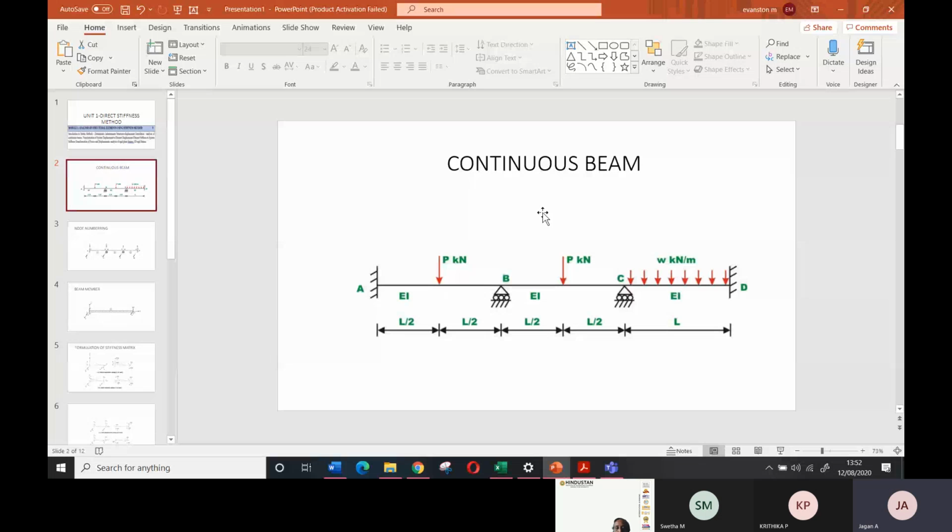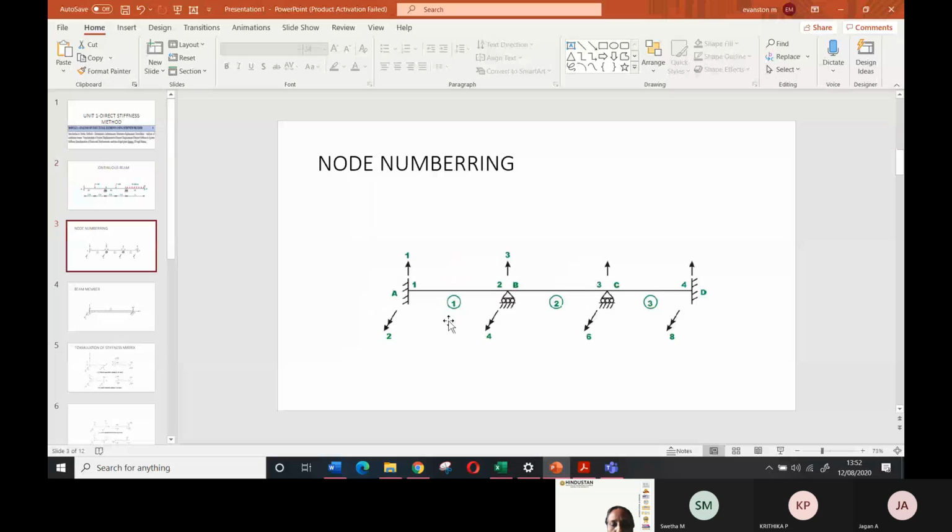Finished, ma'am. Okay, so this is the beam. This is an example. After taking any structure, you have to number it. Whatever I have circled shows how many elements are there in the beam. If you split it, this is the first one, the second one and the third one. There are three members in the continuous beam.